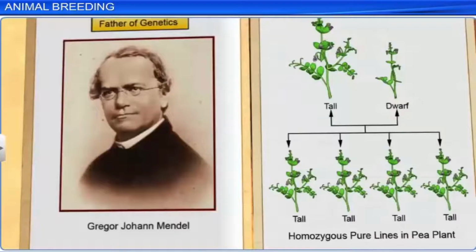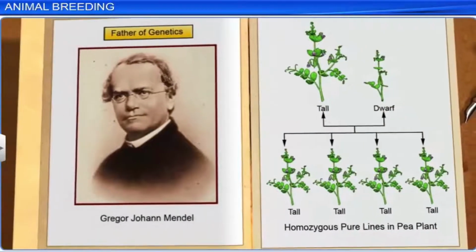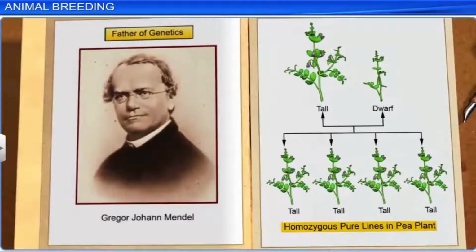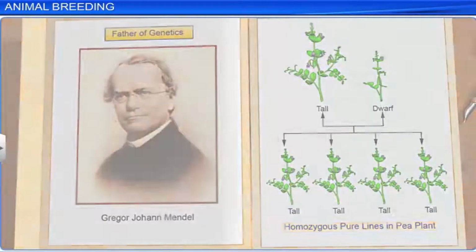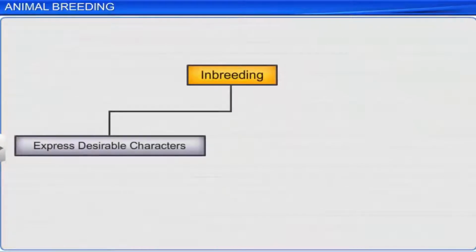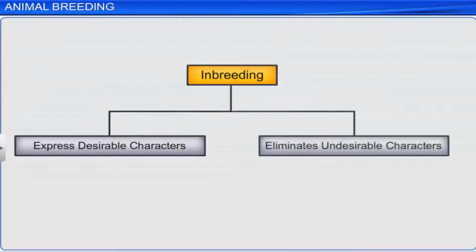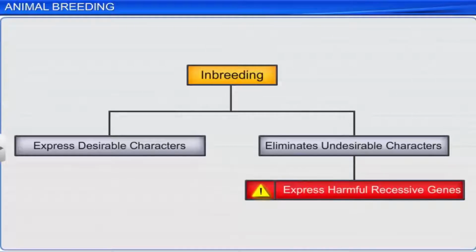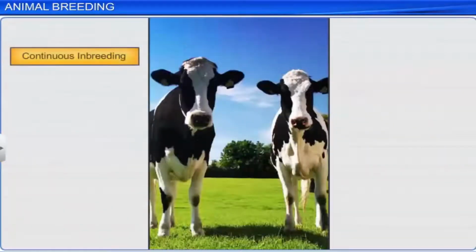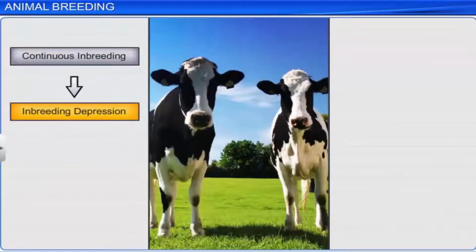This is similar to Mendel's experiment that yielded homozygous pure lines in pea plants. Inbreeding also helps in the expression of desirable characters and the elimination of undesirable characters in the offspring. However, inbreeding can increase the chance of expression of recessive genes, which are harmful. If inbreeding among closely related breeds is continued, it can result in inbreeding depression, which is reduced fertility and productivity.